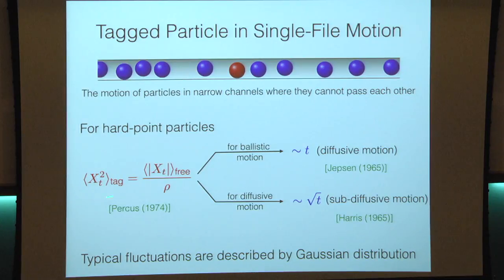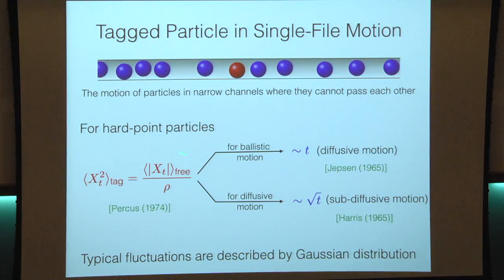The motion is symmetric, so the mean will be zero. The variance of this particle is related to the mean of mod x of the free particle, if I just have one particle, divided by the density. This was, I think, derived by Harris. Then you can immediately see that if the motion is ballistic, then this object goes like t, and therefore this tagged particle motion becomes diffusive. And this is a result by Jepsen.